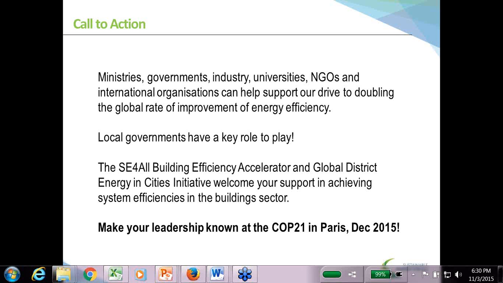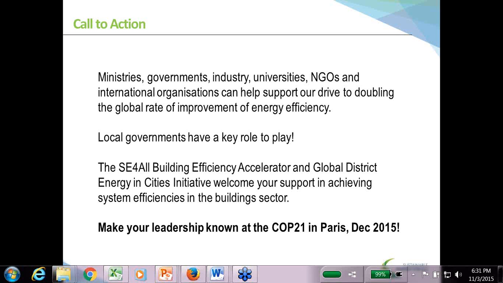So if your ministry, government, regardless of level, industry, your business, your university, NGO, can help support, link to these initiatives, you're warmly invited to join. We need your support, and also pool those commitments. If you're a local government, share your commitments in the Carbon Climate Registry. We're busy collecting these, and we will make an amazing number and an amazing presentation to the national governments at the COP21. We need that data.